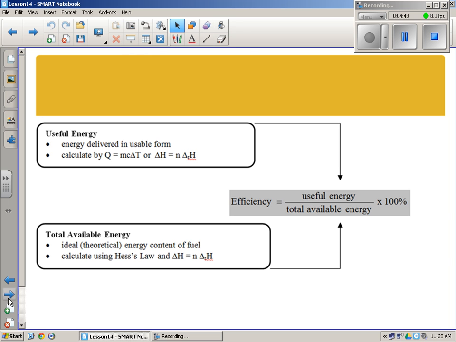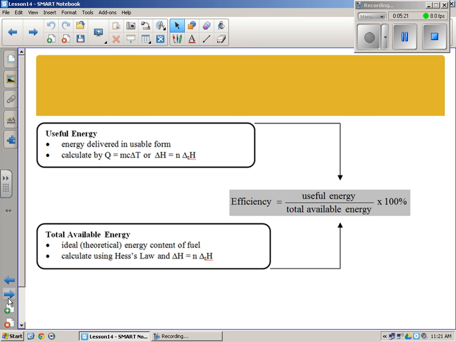Really, if you're going to talk about efficiency, you need to talk about two parts to this. How efficient something is: how much energy do we actually get, or how much energy is actually delivered. Usually you can calculate that by, for example, Q equals MC delta T, or delta H equals n delta H, things like that. That's how much is actually used in the process.